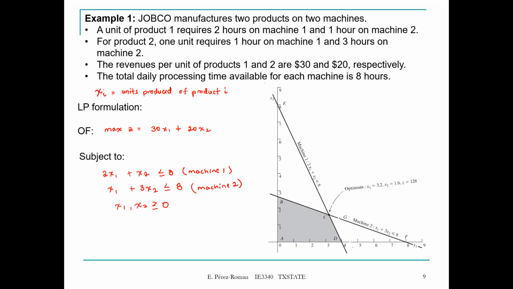So if we plot the constraints in this model, we can see what is the feasible region. So you're familiar with that. So that is our feasible region. And in this problem, the optimal solution is this point C. So you find that point using the isoprofit line. So x1 equals 3.2, x2 equals 1.6 is going to be generating a revenue of 128.